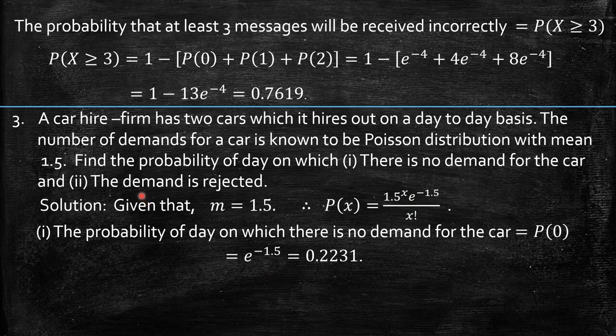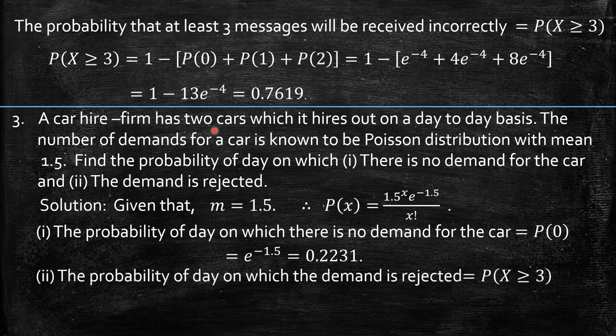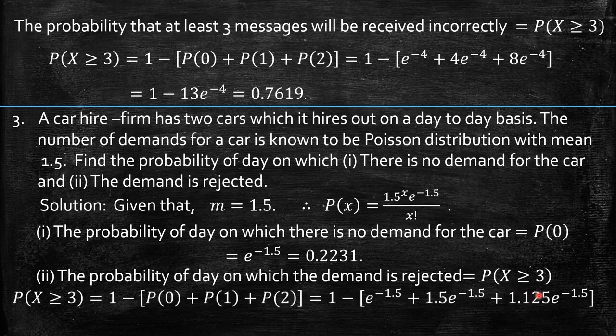Now what about the demand is rejected? So when will the demand be rejected? The car firm has only 2 cars. If it exceeds more than 2, so that means greater than or equal to 3, that there is a demand for greater than or equal to 3, then obviously the firm has to reject the demand. So that's why the probability of a day on which the demand is rejected is nothing but finding the probability for x greater than or equal to 3. So that means it is 1 minus probability of x less than 3, complement of probability of x less than 3.